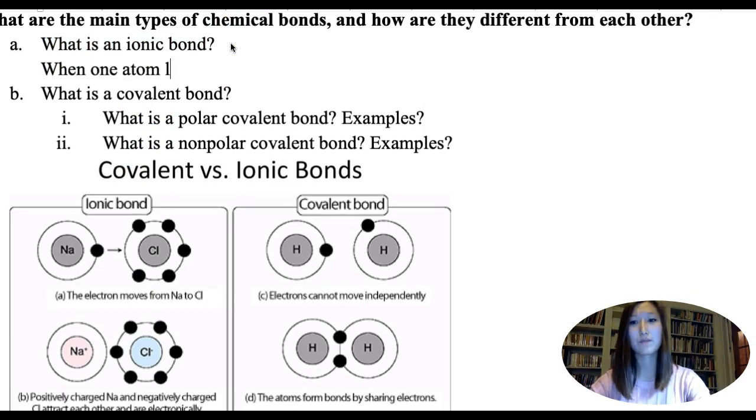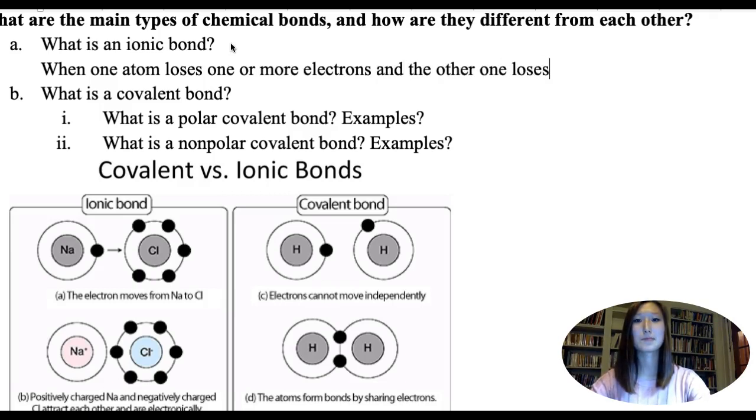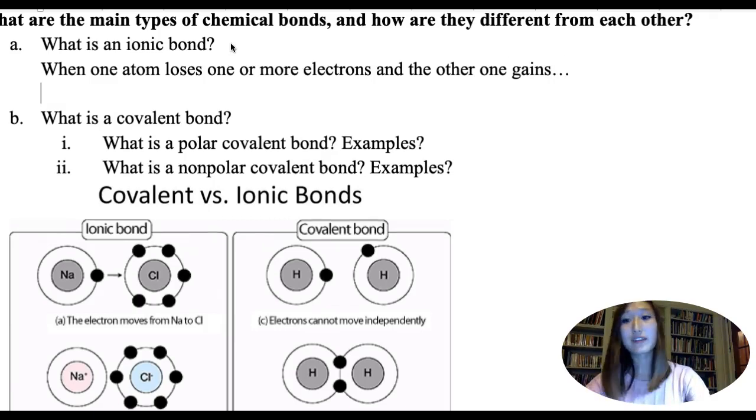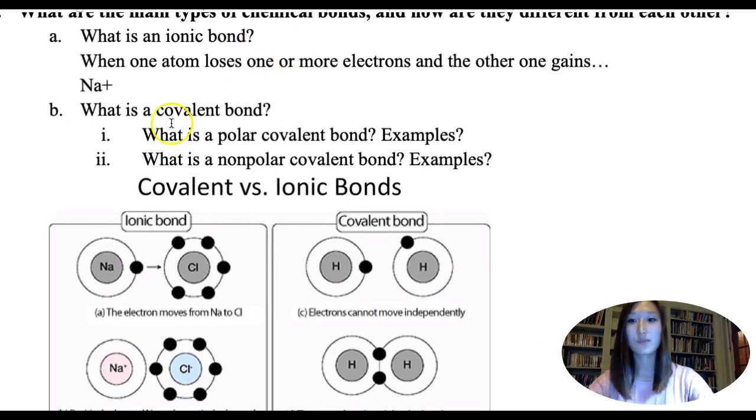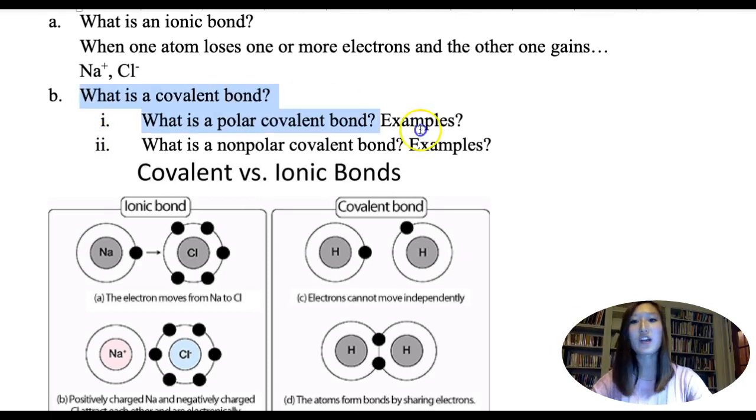When one atom loses 1 or more electrons, the other one gains, right? Okay, so the result is, in this case, for example, you would have sodium with a plus charge because it lost an electron. It has 1 less electron than it normally would, so it would have a positive charge, and then you would have chloride ion, which has a negative charge. Then the next one is called a covalent bond, right?